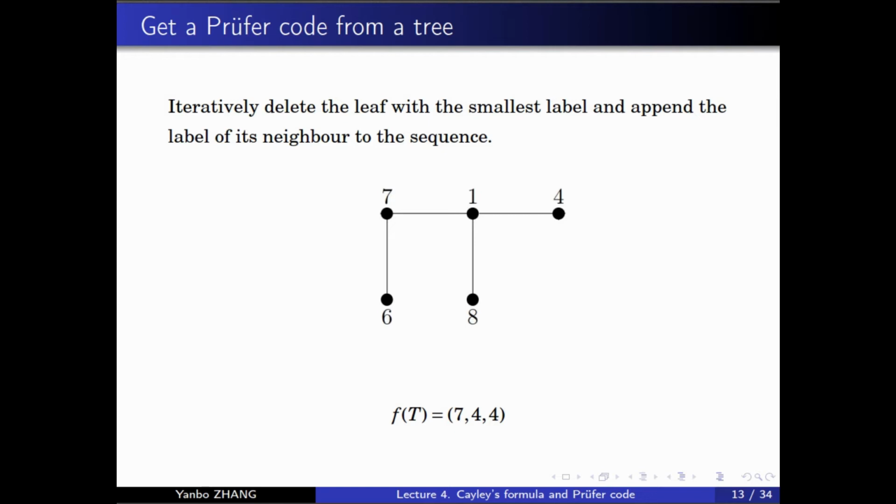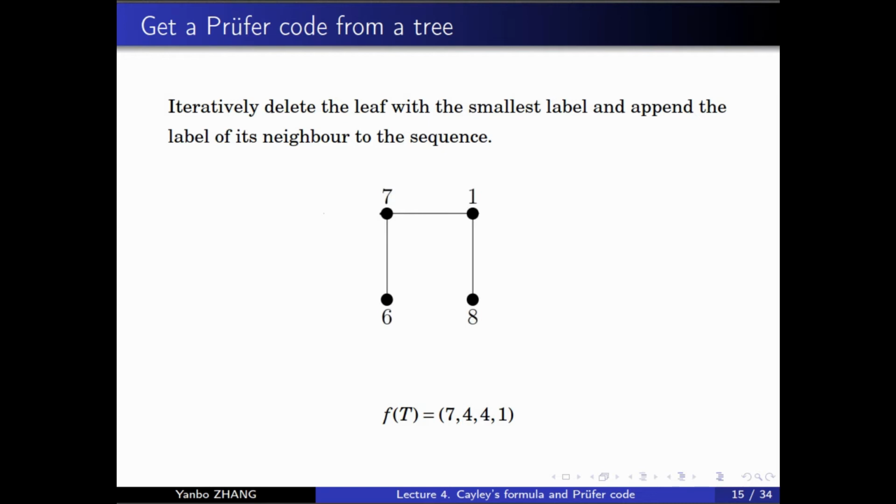Now the smallest leaf is 4. We will delete 4 from the tree and add the label of its neighbor, 1, to the sequence. We get another Prufer sequence: 7, 4, 4, 1.